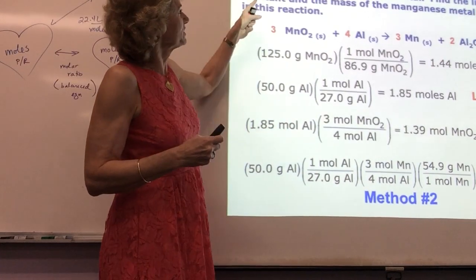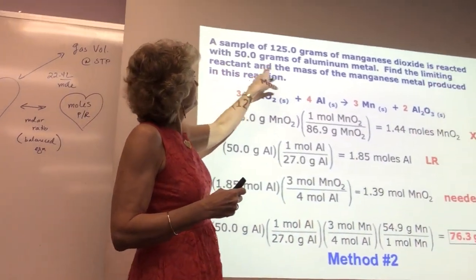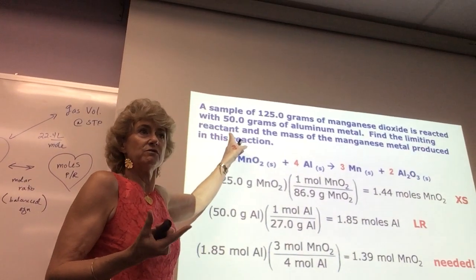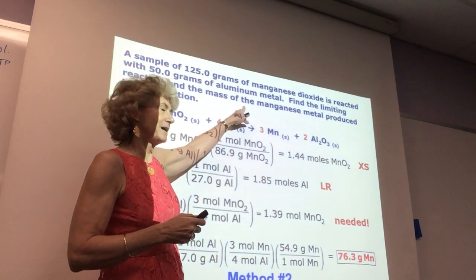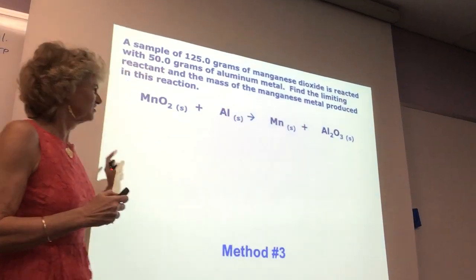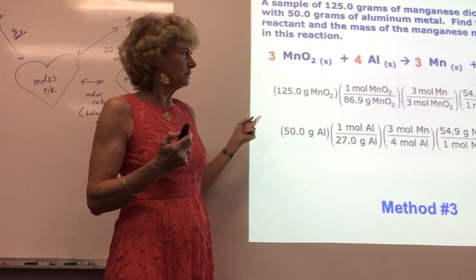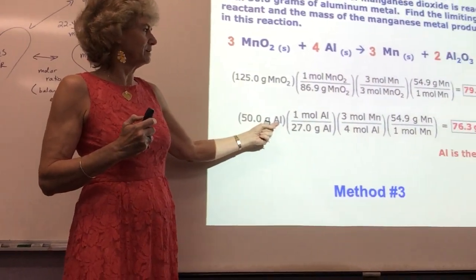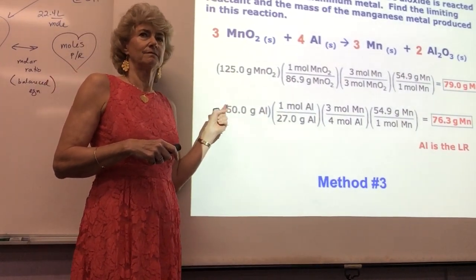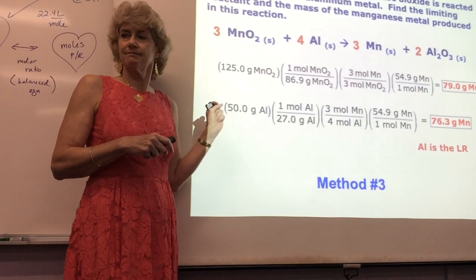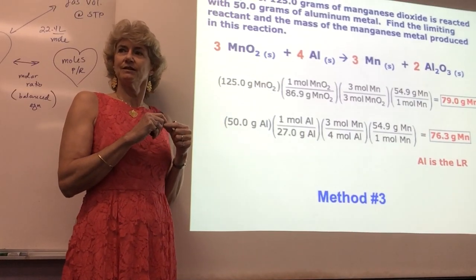But you know what? This question just says, find the limiting reactant. If you use method three, you find that out inherently. And you're only finding the mass of the metal manganese. So just do this one. Look, two equations. You figure it right out. Aluminum is the limiting reactant. This one's nice and quick. Questions?